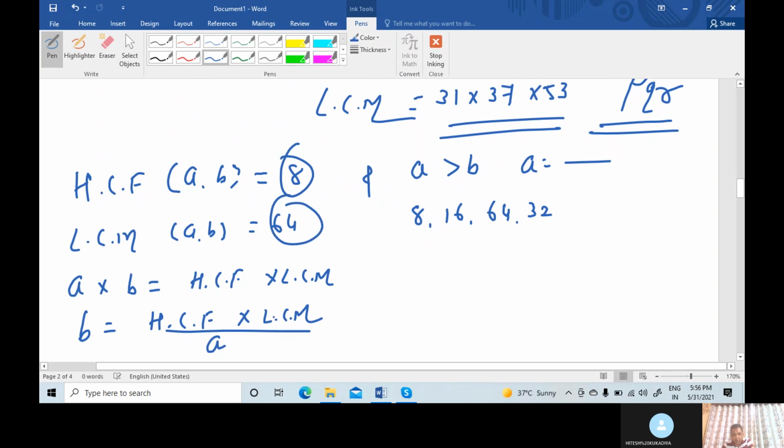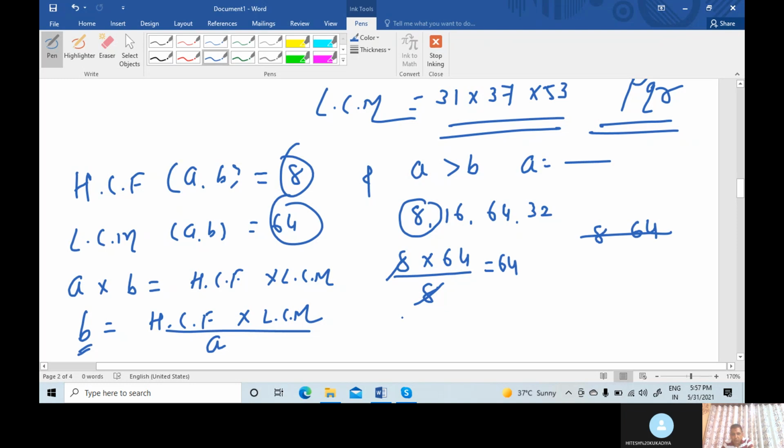LCM is 64. Now put the different values. 8 into 64, and suppose the first answer is right, so A equal to 8, cancel. So the answer is 64, so B equal to 64. Here we take A 8 and B 64. But our condition is this one: A greater than B, so not possible.